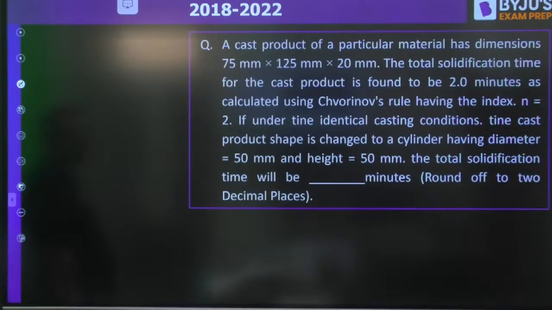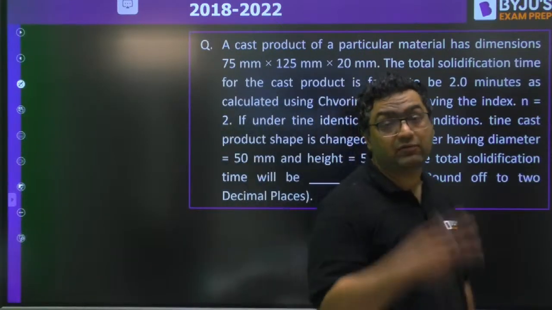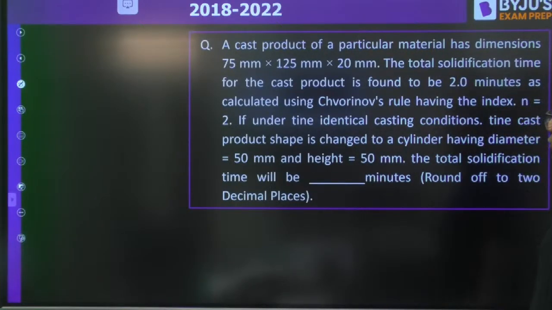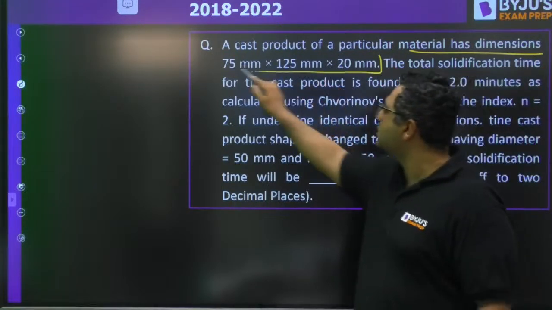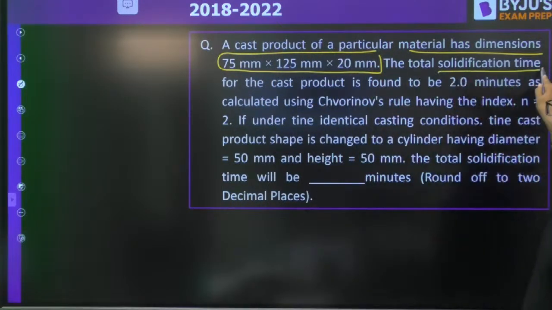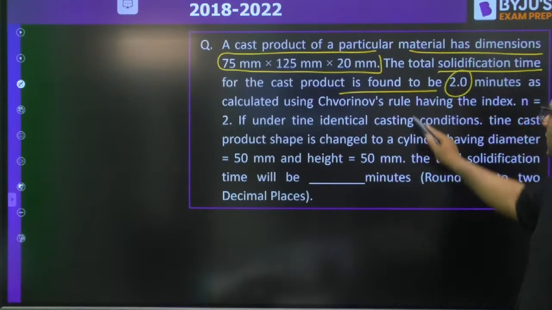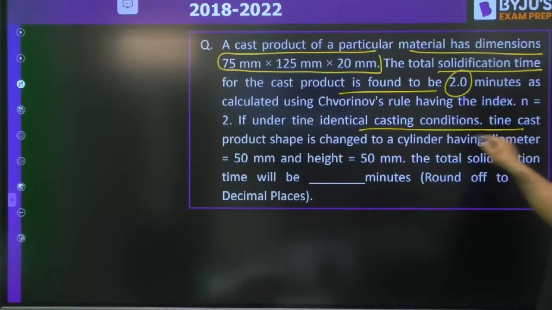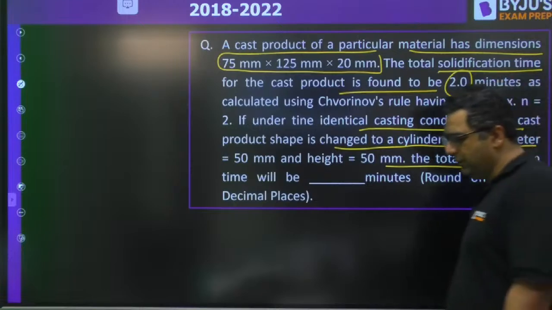This is the last question for today's session. Today we have completed 3 big chapters: casting, welding and material science. A cast product of a particular material has these dimensions. The total solidification time for the cast product is found to be 2 minutes. Under identical casting conditions, if the cast product shape is changed to a cylinder having this diameter and this height, the total solidification time will be?